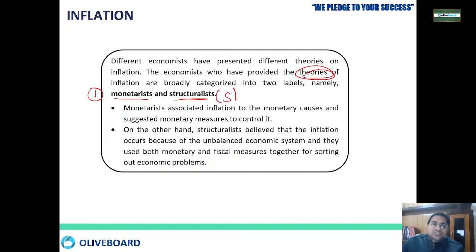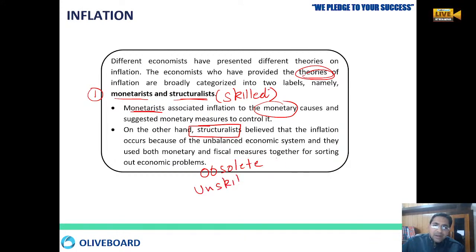Maybe you don't have a skilled workforce and they cannot produce the kind of goods expected by the public, then again it is a structural problem. So monetarist inflation is associated with monetary causes, and monetary measures are utilized to control it. On the other hand, structuralist inflation happens because of structural issues present in the economy. Structure means we might have obsolete machinery, we might have unskilled labor, we have limited production capacity. This can all lead to structural problems, and because of that inflation can happen.